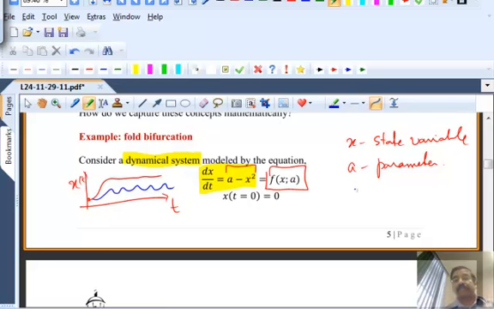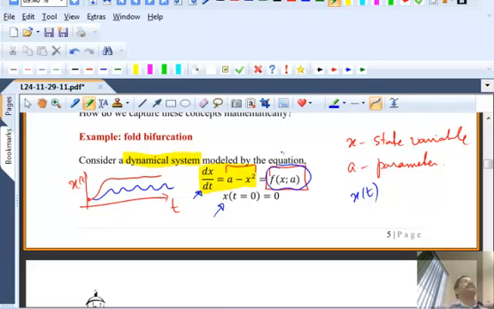A solution to this problem is x as a function of time. That function satisfies this differential equation and satisfies the initial condition. This f could be any nonlinear function. Okay, we're going to take a series of examples and see what the responses are for each case.